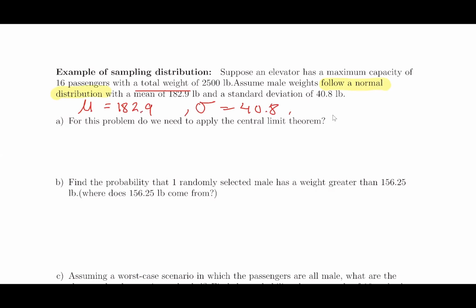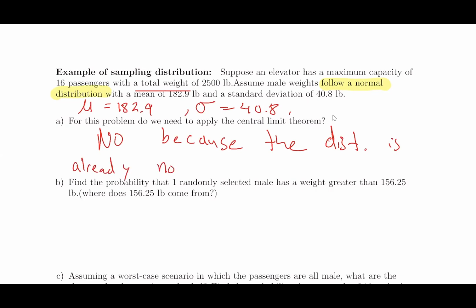All right, so we're going to do this problem. Part A says, for this problem, do we need to apply the central limit theorem? Do I need to apply the central limit theorem? No, because the distribution is already normal. Yeah, good, Victor. Since it's already normal, there's no need to apply the central limit theorem.